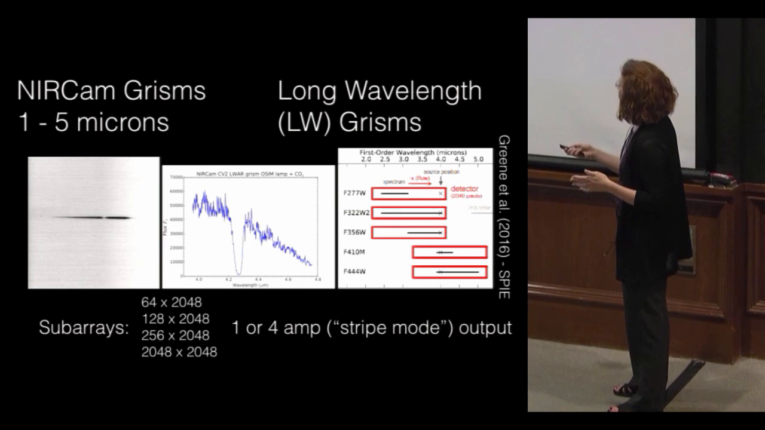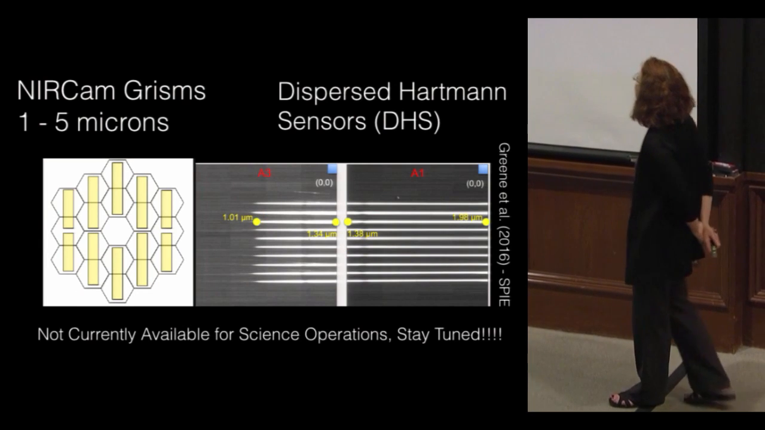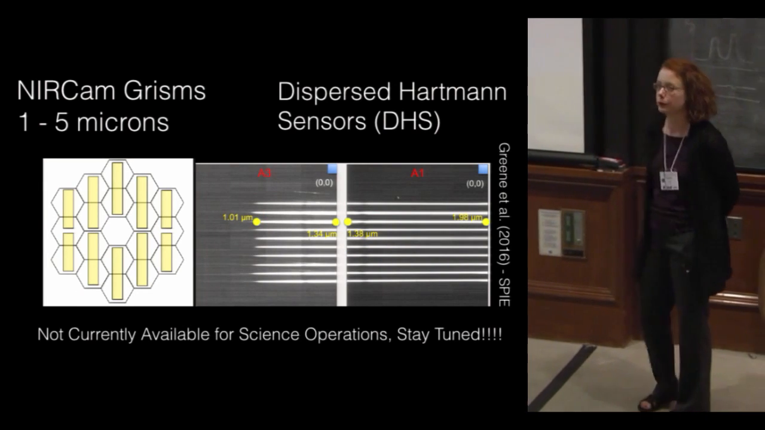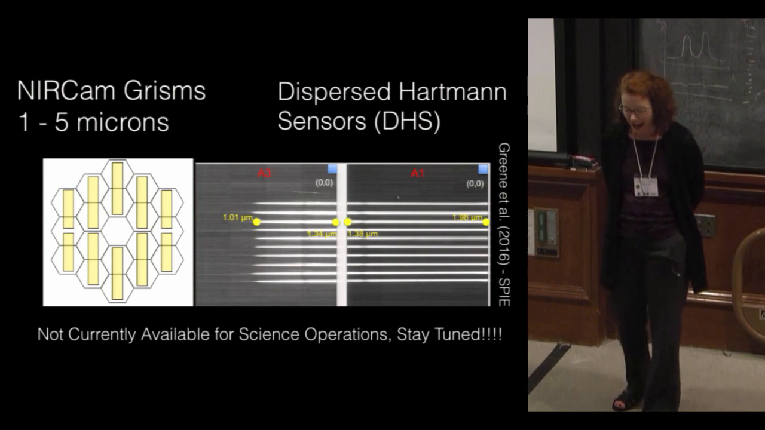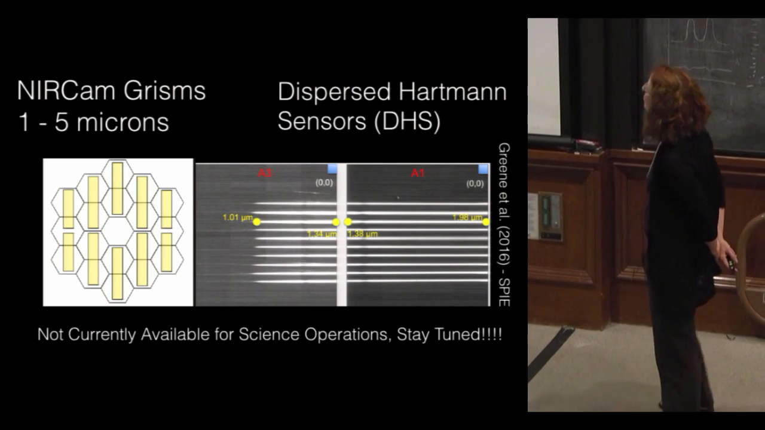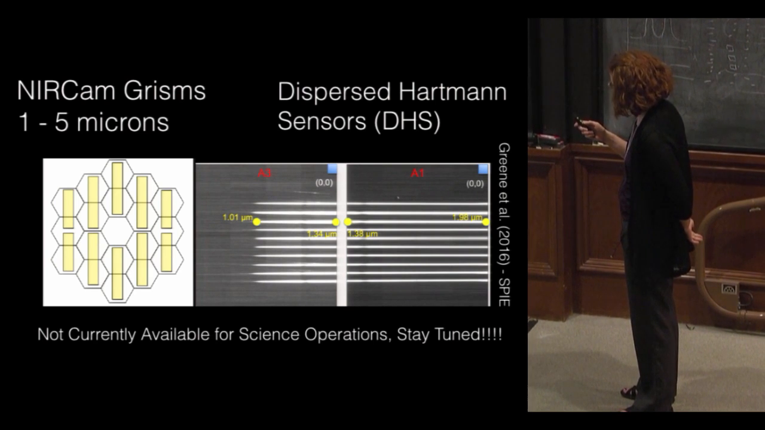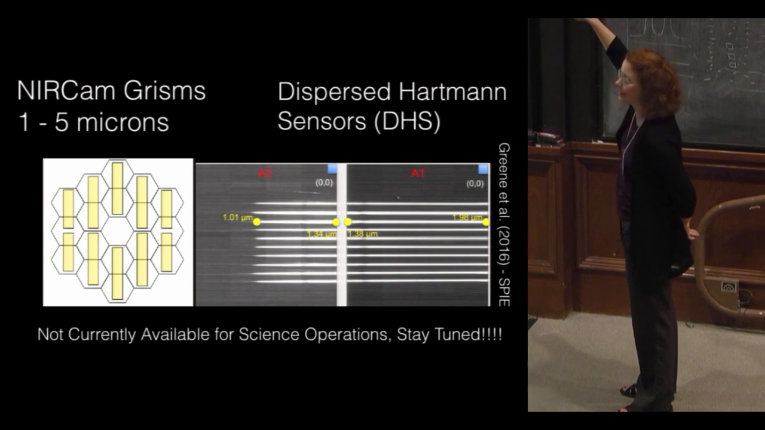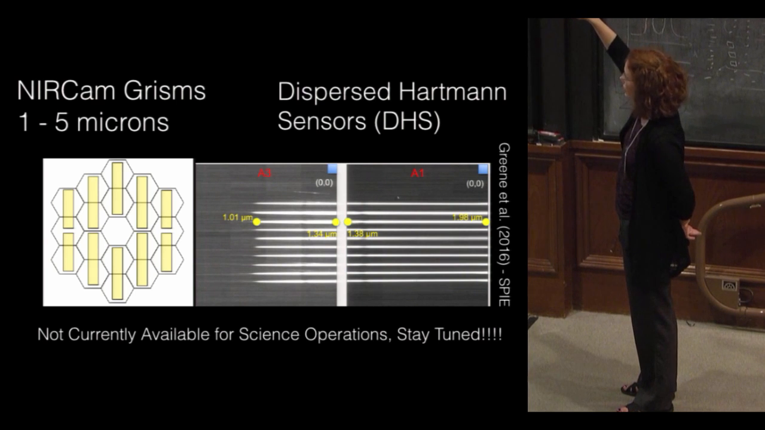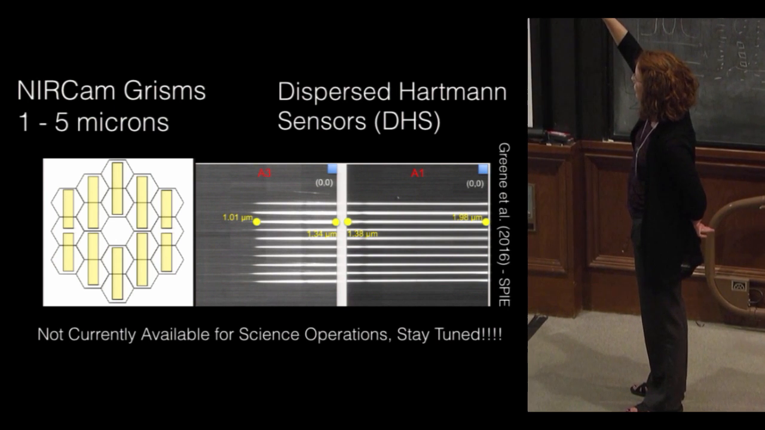There's been a lot of work recently to use something that was really never intended to do science. These are called the dispersed Hartmann sensors, or DHSs, and they're actually grisms that are used for wavefront sensing on the top. So these are the different submirrors here, these little hexagons, and the way that they're aligned is using these grisms here. And this is what those 10 grism spectra look like, and they cover the wavelength range from 1 micron all the way out to 2 microns.